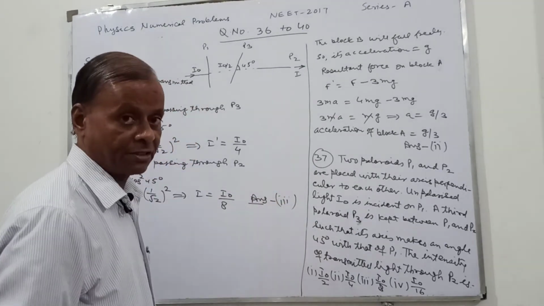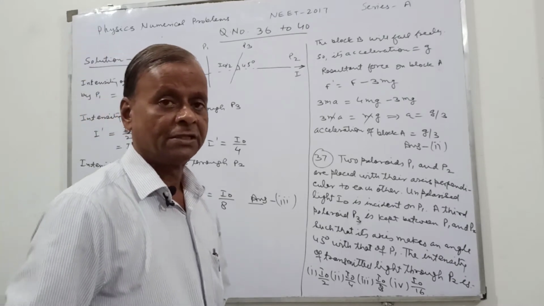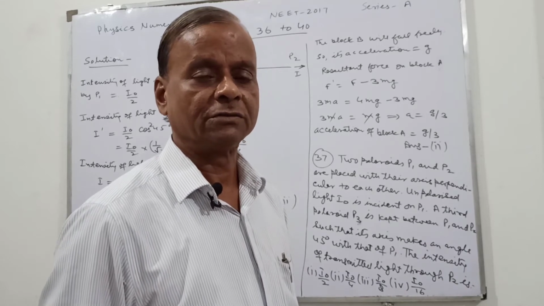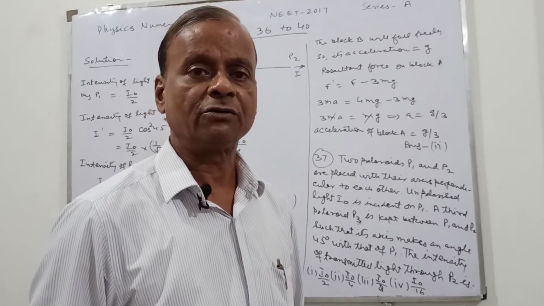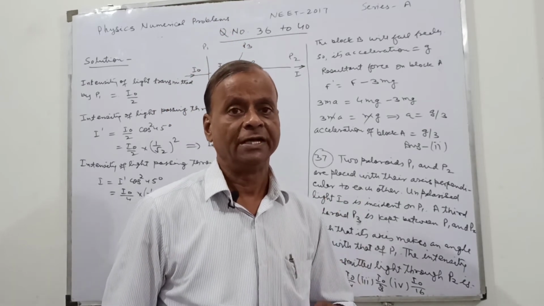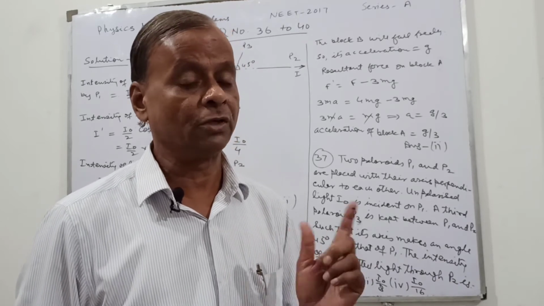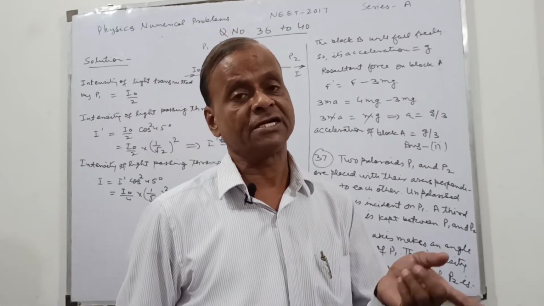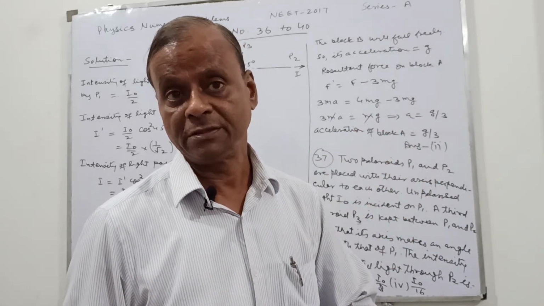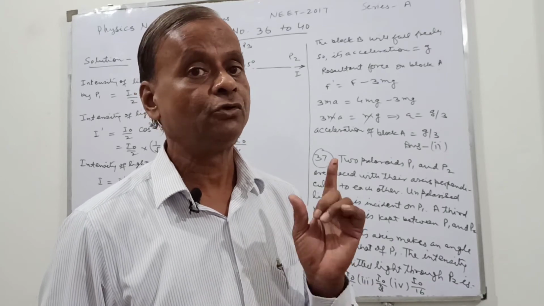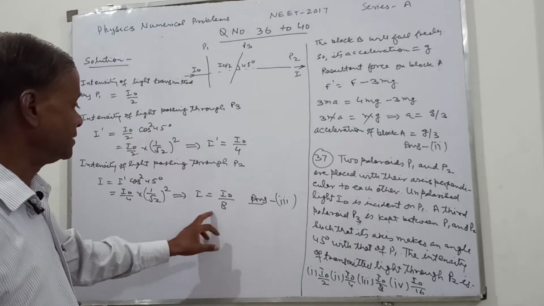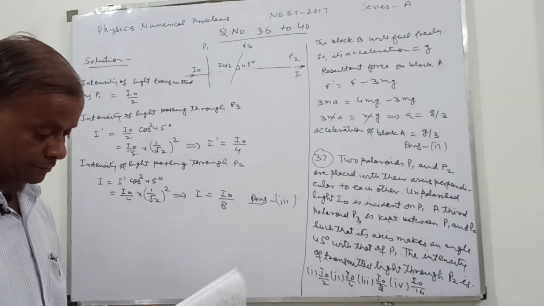The mistake many students make is that for the intensity of light passing through the first polaroid, they take I naught. This is wrong. It will be I naught upon 2, because unpolarized light has two vibrations, one electric and the second magnetic, and one of them is stopped. It means half of the intensity is stopped. So the intensity going out of the polaroid is I naught upon 2. This is the main thing. Then you apply the law and get I naught upon 8.